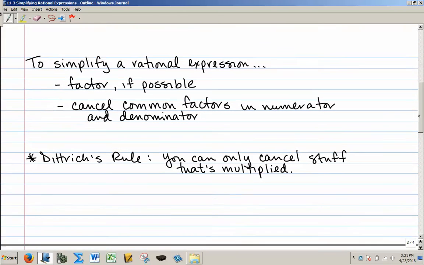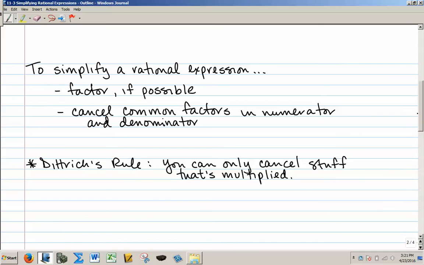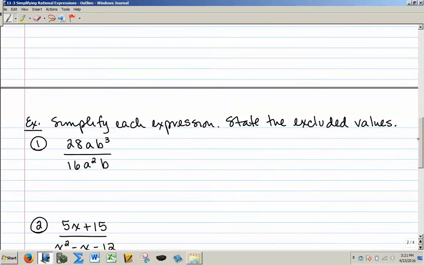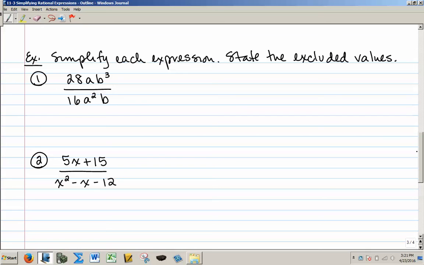To simplify a rational expression, you need to factor it if possible, and then cancel any common factors in the numerator and denominator. And I always like to follow my own little rule here: you can only cancel stuff that's being multiplied. So if I have an x minus 2 on top and an x plus 2 on the bottom, I cannot cancel those x's because they are not multiplied. Let's take a look at a couple examples here. Simplify each expression and state the excluded values.